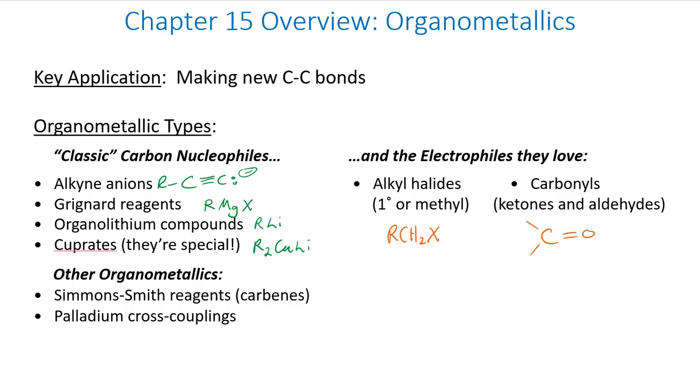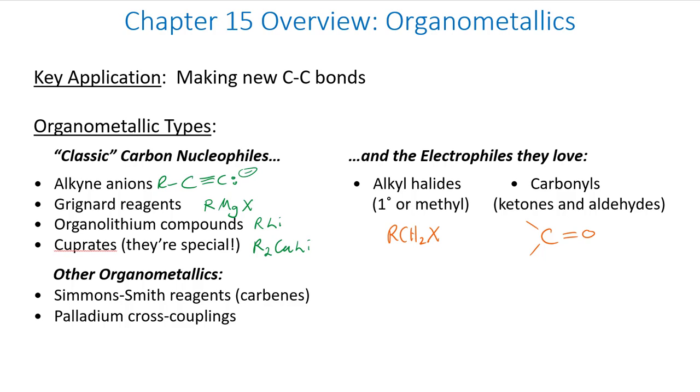Now we're also going to take a look at a couple of other types of organometallics. The Simmons-Smith reagents, or carbenes, which make cyclopropanes, because these are classic teaching technology and therefore ones that frequently appear on your MCAT and your PCAT and your OAT and your GOAT and your DOTE and all those other pre-professional exams. And we'll also take a look at palladium cross-couplings, which are more commonly used nowadays for sophisticated coupling reactions of a number of different types.